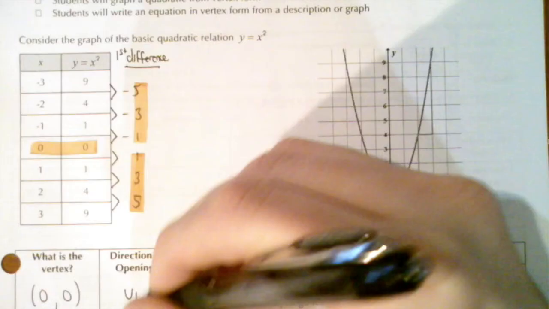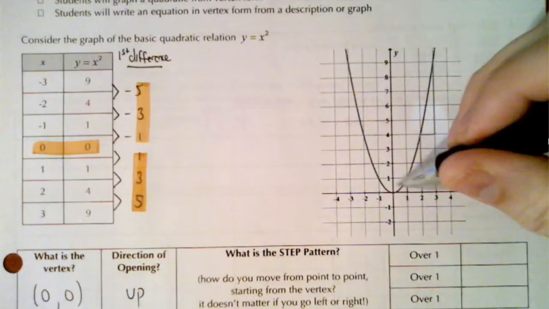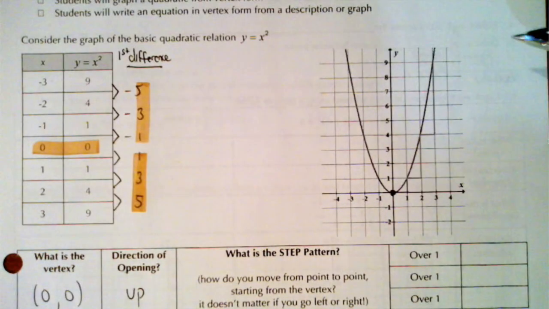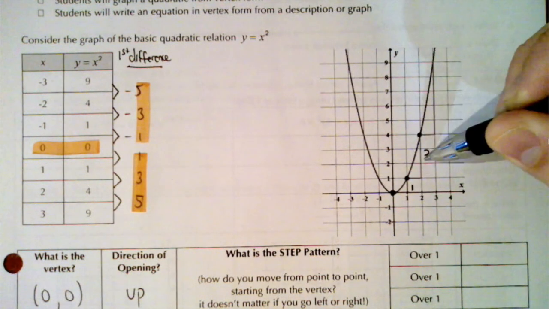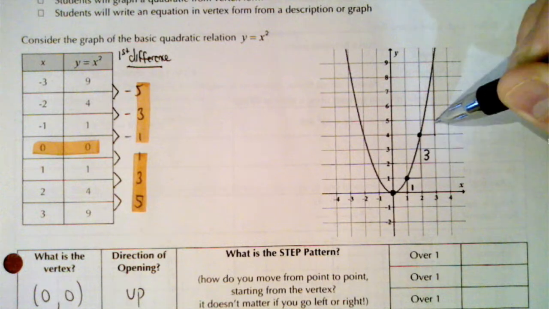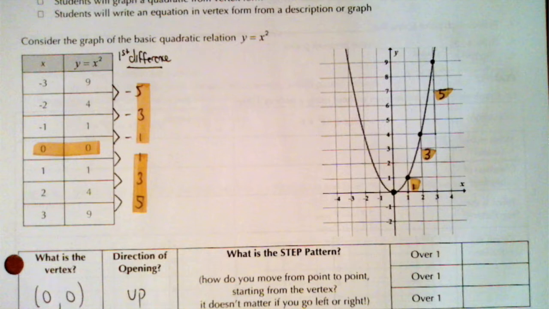Our parabola opens up. If you start at the vertex, this point right here, to get to the next point on the graph, you would go over 1, up 1, and you would get this point. That's 1. To get to the next point on the parabola, you would go over 1 and up 1, 2, 3. That's 3. For the next point, you would go over 1, up 1, 2, 3, 4, 5. And if you look, those numbers are those first differences, 1, 3, 5. So those are called the step pattern.